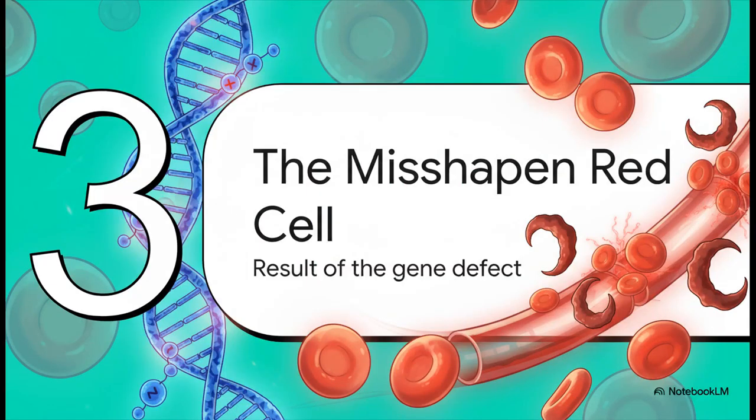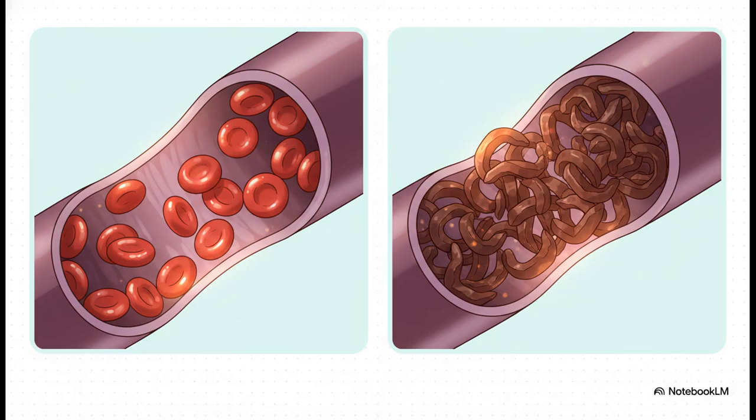Okay, so we've got this tiny error in the genetic code. What does it actually do? Well, it has a very real, very physical consequence. It completely changes the shape of the red blood cells flowing through your body. Just look at the difference here. A healthy red blood cell, it's smooth, it's round, almost like a little donut, right? This shape is perfect for gliding easily through even the tiniest blood vessels. But that defective gene forces the cell into this rigid, oblong crescent moon or sickle shape.